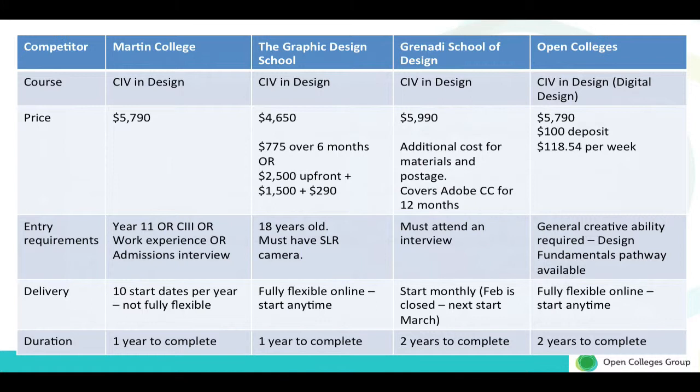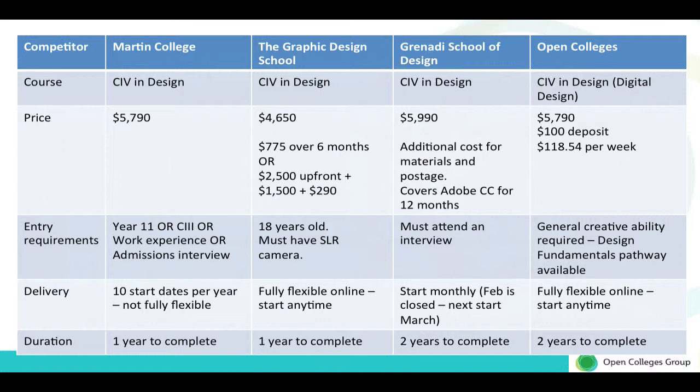$4,650. So top line price is cheaper than ours, though to enroll you either need to pay $775 per month over 6 months. That's the payment period, and that's their payment plan option. Otherwise, you pay up front a $2,500 fee, and then after 6 months, you pay $1,500 automatically. And then when you graduate, you pay $290 to get your certificate. And that's slightly cheaper than their payment plan price, but still it's a fair whack of cash to pay up front.